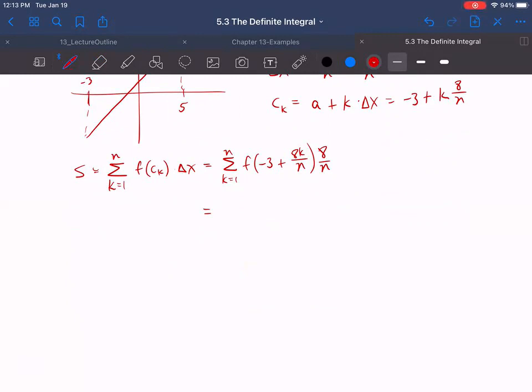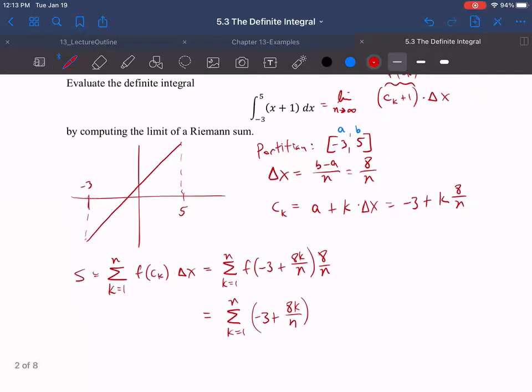Okay, so now we've got the sum from k equals 1 to n of -3 plus 8k/n. That's our x, this x right here, plus 1, and then times 8/n. And now we're just going to go through and start doing some algebra.